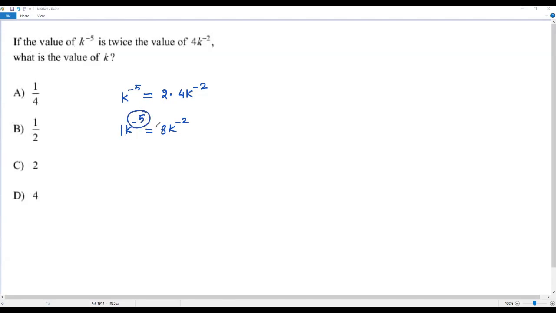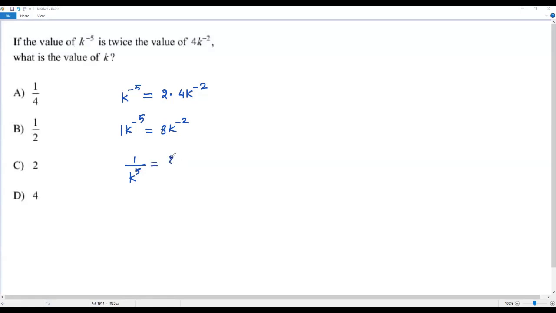Here the exponent is negative. So to make this negative exponent positive, I have to move this term to the denominator. When I move this to the denominator, I'll have this 1 in the numerator. Then we get 1 over. When I move this to the denominator, automatically the exponent will change its sign. Already it's a negative, so when it is moved to the denominator, it will become positive. That is, we'll be getting 1 over k to the fifth power.